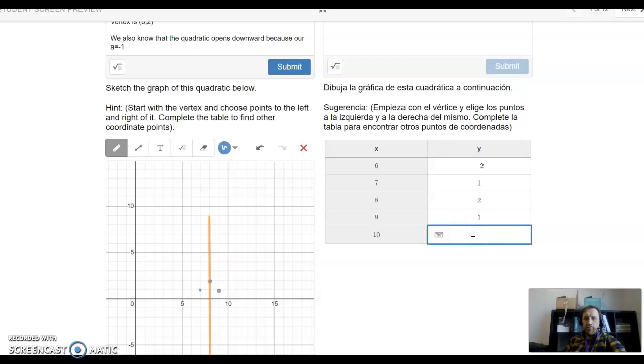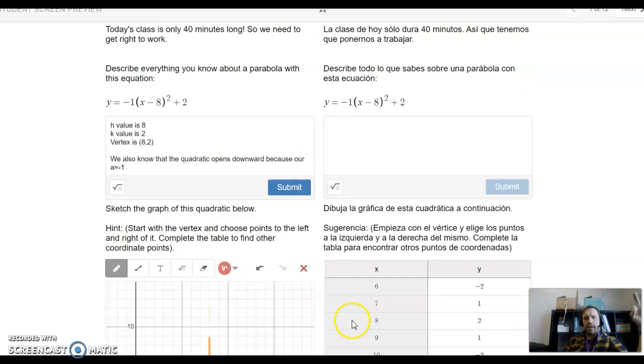And now we can always say that 10 is going to give us a negative 2 because of the symmetry. And so we go to 6, down to negative 2, over to 10, down to negative 2. We're going to sketch this the best we can on the computer with my mouse. And there we go. We have graphed a quadratic from vertex form. Huge skill today.